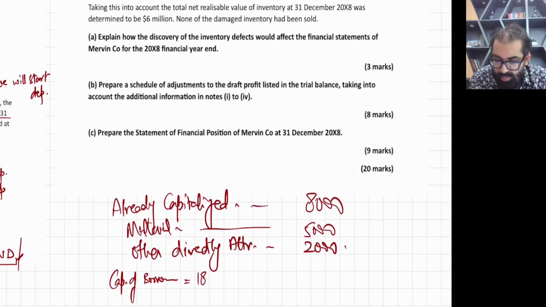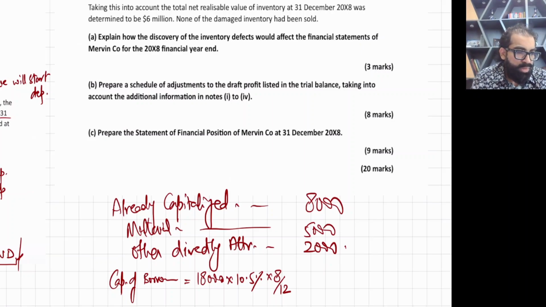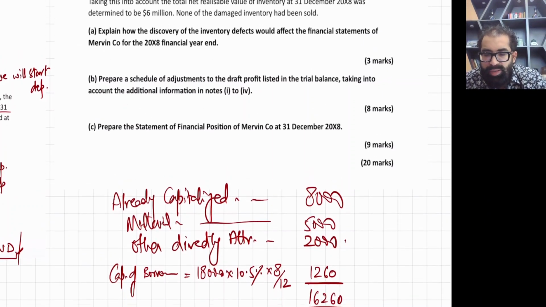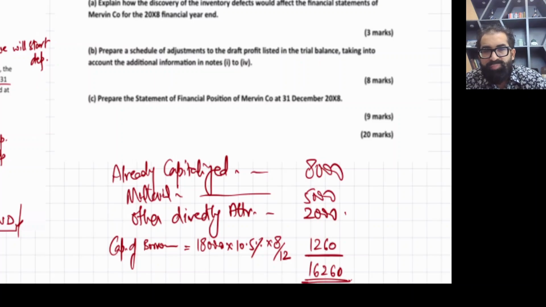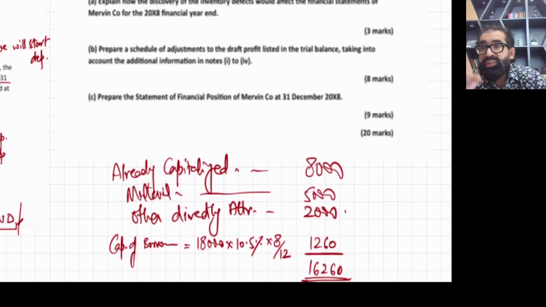This will be 18,000 multiplied by 10.5% per annum into 8 upon 12. So this will be, I think, 1260. Yes, 1260. So this is the amount. Of total asset: 8 plus 5 plus 2 is 15, and 1 is 16,260. So the date when this asset is completed, the total capitalized amount should be 16,260. Nothing difficult.